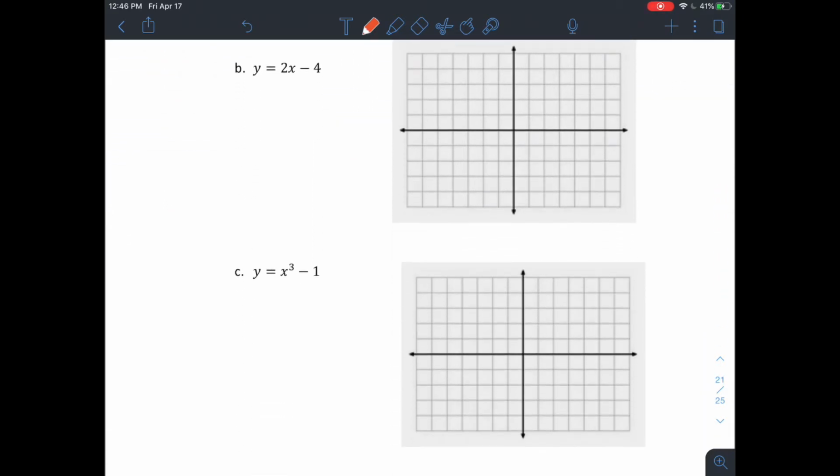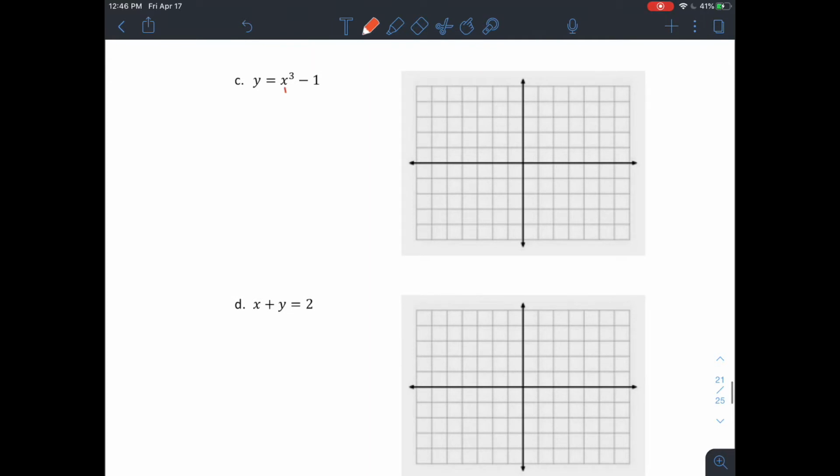Okay, these are probably your favorite. It's x to the first power, plain old straight linear function. So you can use your y-intercept of negative 4 to plot your first point, and then slope is positive 2, so rise up 2 and go over 1, continue, and there's your line.